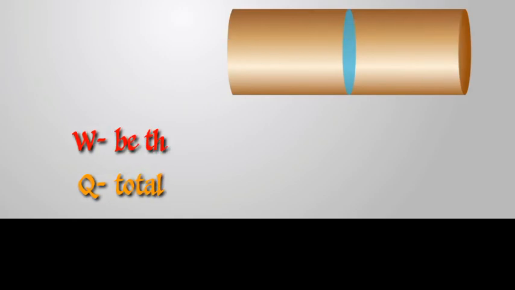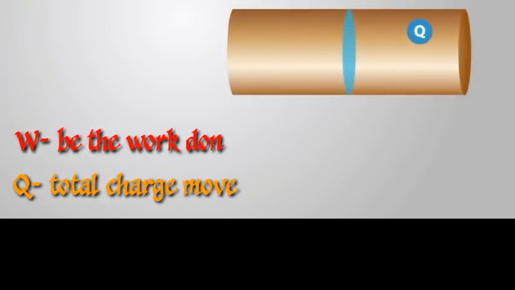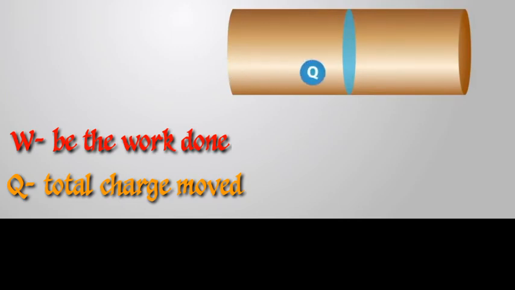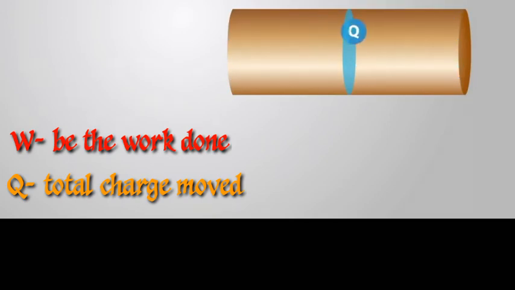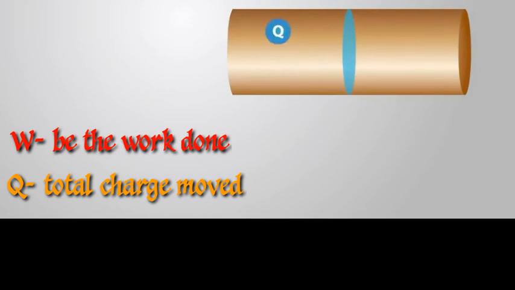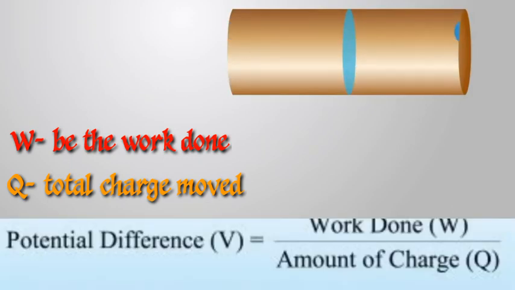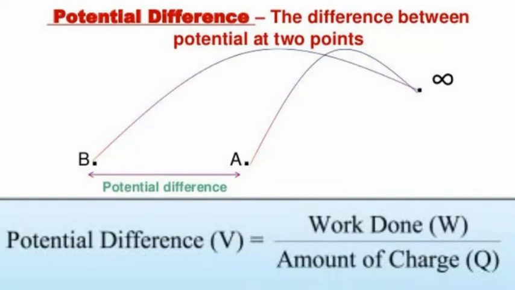And how can we find the work done to move 1 coulomb of charge between the 2 points? If W is the total work done and Q is the total amount of charge moved from one point to another point due to the work done W, we can find the potential difference V equal to total work divided by total charge, that is W divided by Q. If we divide the total amount of work by the total amount of charge, it gives the amount of work required to move 1 coulomb of charge from one point to another point. That is the potential difference between the 2 points.